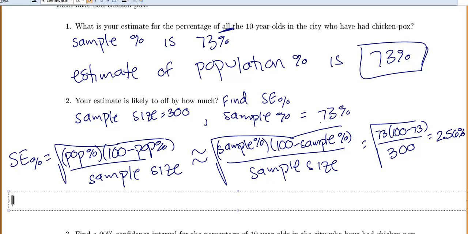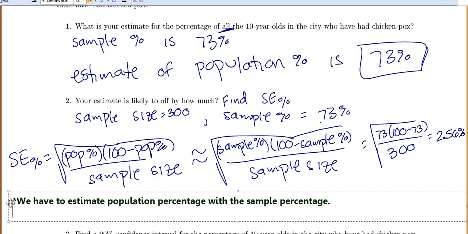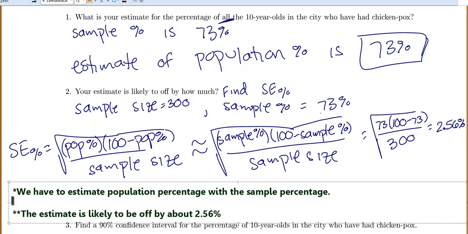So just a couple notes. Once again, we have to estimate the population percentage with the sample percentage, which means that my standard error isn't actually exactly correct, it is just an estimate. And then my final answer is the estimate is likely to be off by about 2.56%, since that was my standard error.